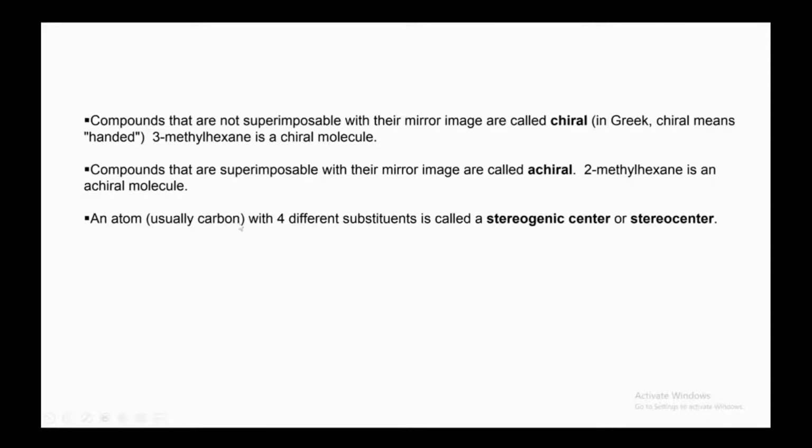An atom, usually carbon with 4 different substituents, is called a stereogenic center, stereocenter or chiral center. Okay, these were the definitions: what is chiral, what is achiral, what is a stereogenic center, what is a stereocenter. Further on, we will discuss these terminologies in more detail and we'll explore much more about stereochemistry in subsequent slides.